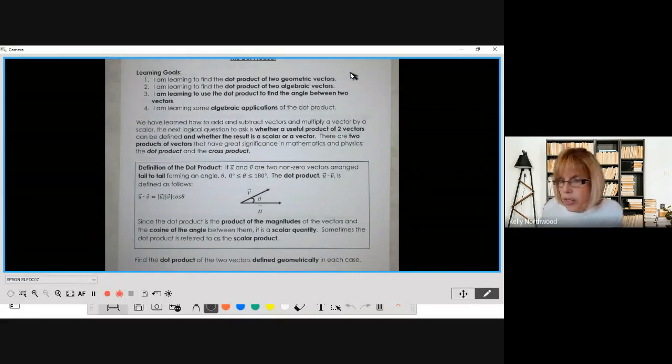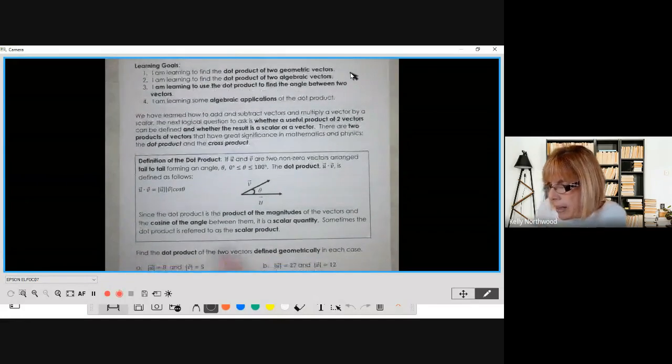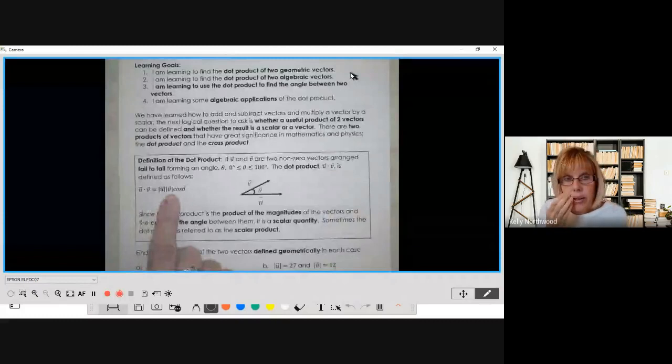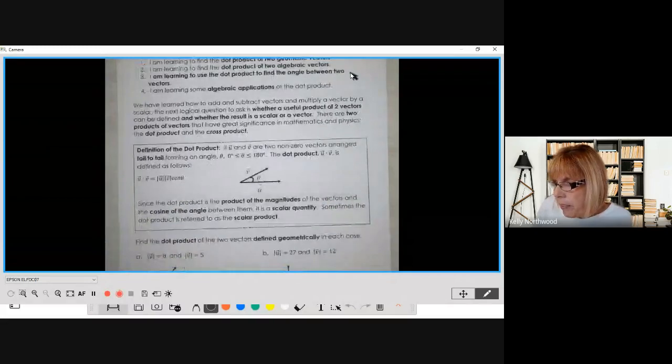So the definition of the dot product: if u and v are two non-zero vectors arranged tail to tail, like my diagram here, that have an angle theta between them, where theta is between 0 and 180, the dot product, which you say as u dot v, is defined as follows. u dot v is the magnitude of vector u times the magnitude of vector v times the cosine of the angle between them.